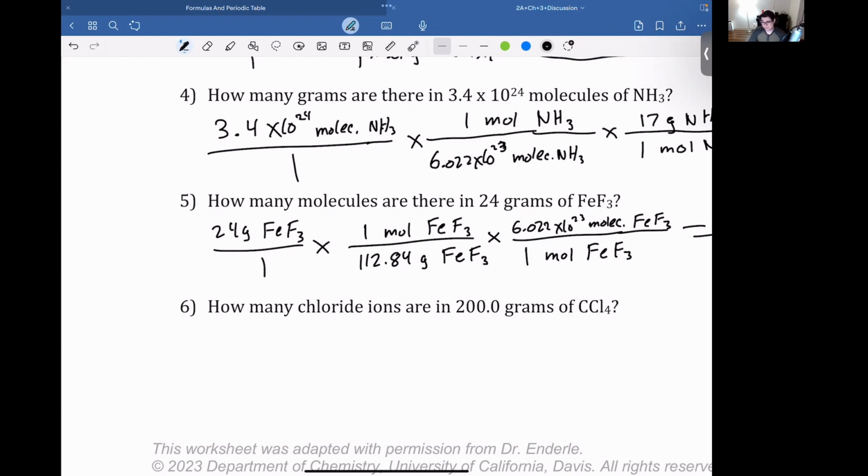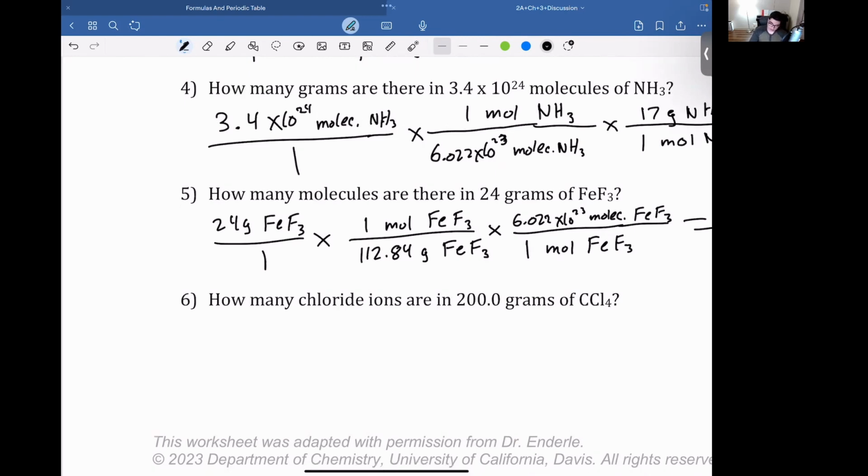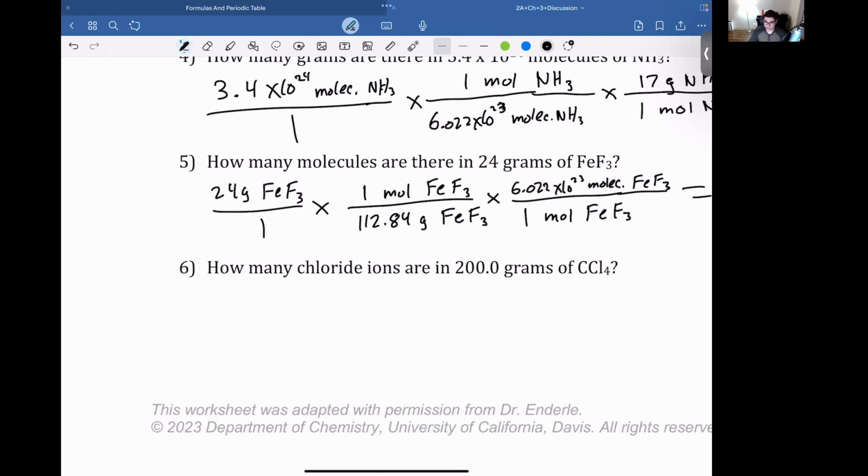To make it less confusing. So how many chloride ions are there in 200 grams? Well, first let's figure out how many molecules of carbon tetrachloride we have. Right? Why? Because from that, I can figure out how many chloride ions I have, because I have a certain amount of chlorines in every single molecule of this. So we're doing the same thing, right? We're going from grams to number of molecules first. So first we convert using molar mass to go to moles.